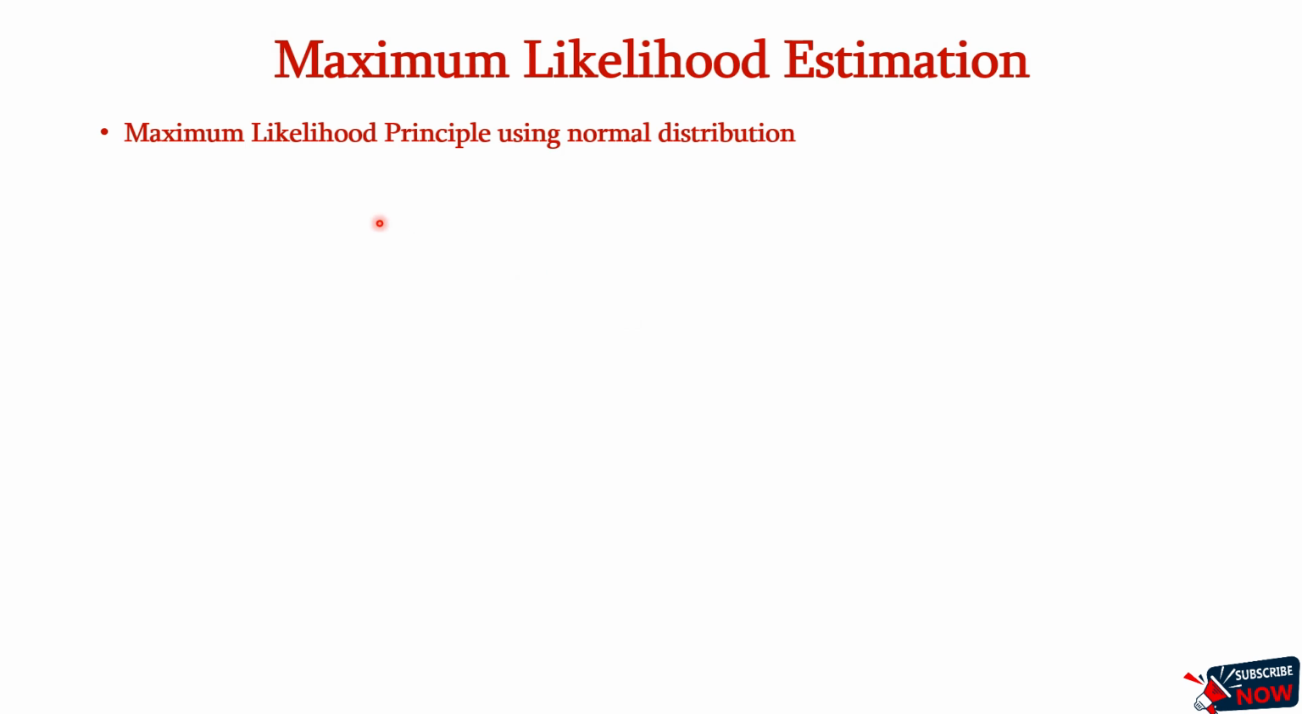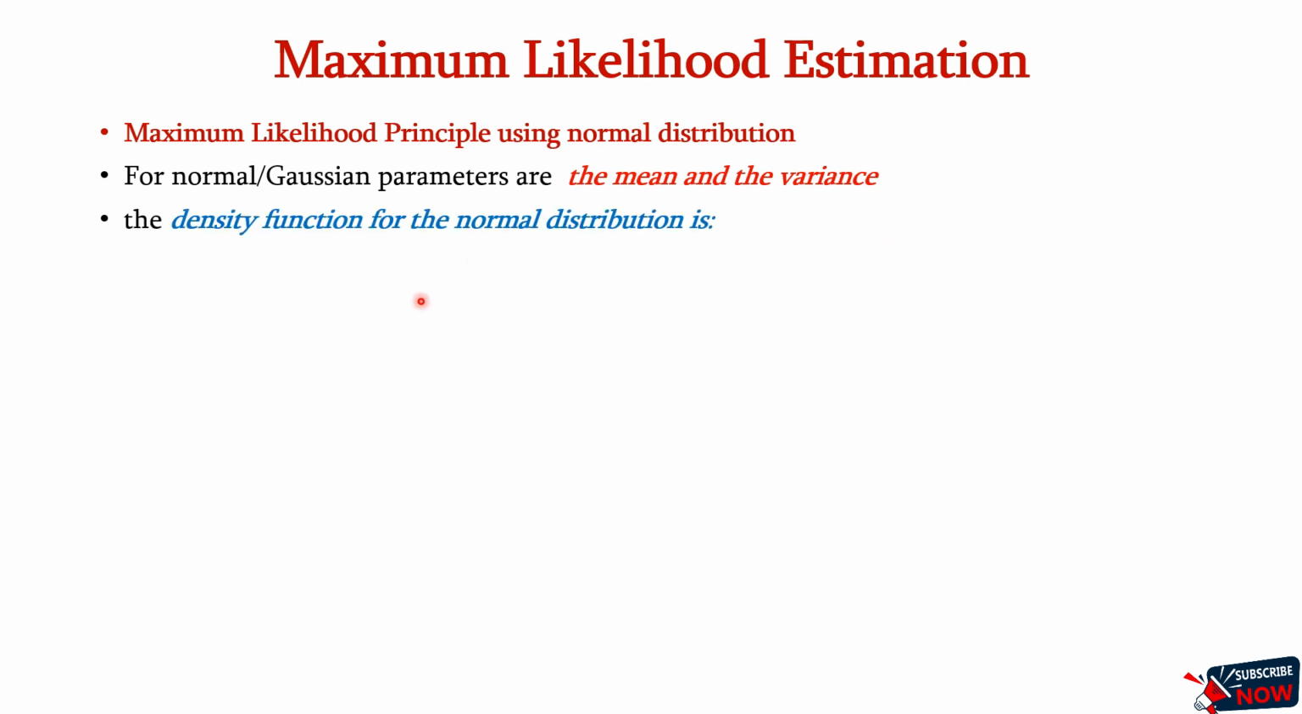Now let us see about the maximum likelihood principle using normal distribution. For normal or Gaussian distribution, the parameters are the mean and the variance. The density function for the normal distribution or Gaussian distribution can be expressed as f of x given mu comma sigma square, which is equal to 1 by root of 2 pi sigma square into e power minus of x minus mu whole square divided by 2 sigma square. Here x is the input data, mu comma sigma square are the parameters which is represented as theta, and mu is the mean, sigma square is the variance.